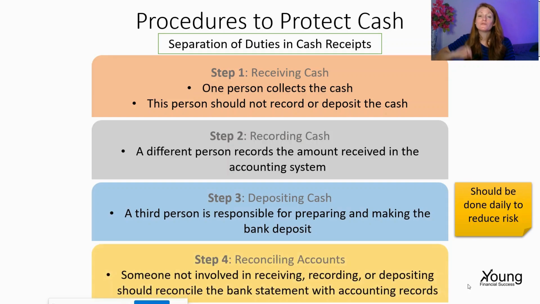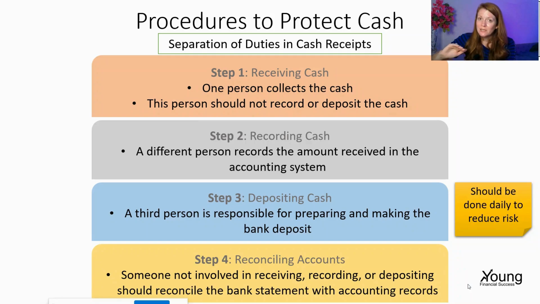And our fourth step is reconciling the accounts. This is where we make sure that our bank statement has the same amount as our accounting records, and we see where there's any differences there. And that needs to be a fourth person. And all of these steps could have multiple people. If it's a huge company like Apple, they're going to have lots of people receiving cash, lots of people recording cash, lots of people depositing it, and lots of people reconciling it. It's not just going to be one each. But the goal here is to separate these duties as much as possible so they're not overlapping.